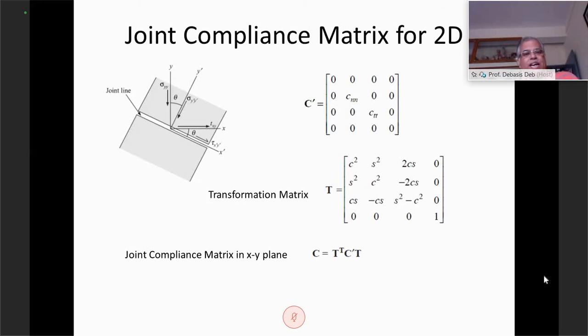Okay. And then the joint compliance in this, I won't go through the derivations. In the book, the derivation is given. You can see that. It's a very simple derivation. So it comes like that. So this is now becoming the XY plane. So the joint compliance in the XY plane comes like this. So this is for a particular joint. We get the compliance matrix in the global coordinate system. Okay.